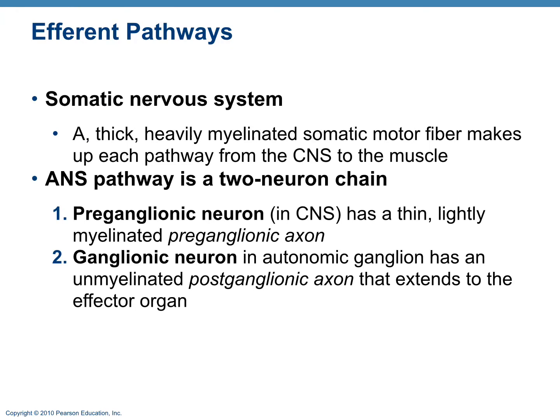As far as pathways in the somatic nervous system, we have myelinated somatic motor fibers that make up the pathway from the central nervous system to the muscle. And then in the autonomic nervous system, here's a key difference. It's a two-neuron chain. We have a preganglionic neuron, which has a lightly myelinated preganglionic axon. And then we have a ganglionic neuron, which has an unmyelinated postganglionic axon. So we talked a little bit about preganglionic and postganglionic neurons here. Well, here we have this two-neuron chain we'll be talking about more in this chapter.